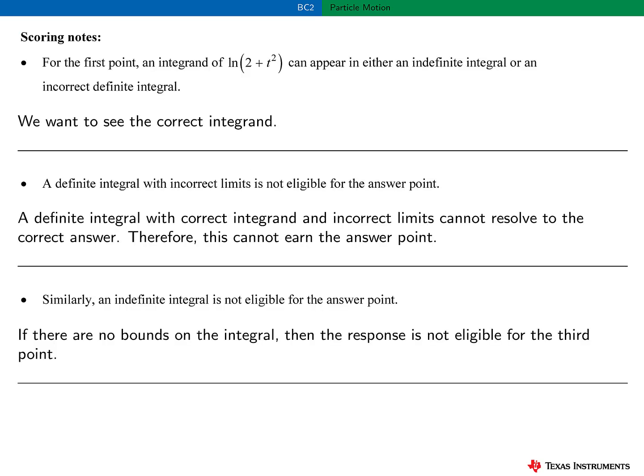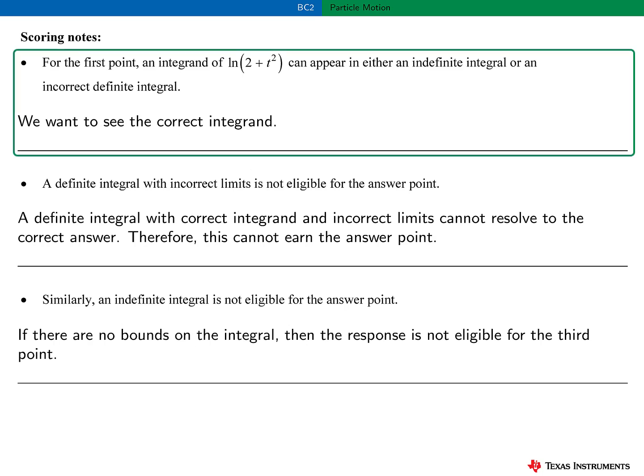Here are the scoring notes for part C. In this part of the problem, the first point is earned if we see the function log of 2 plus t squared in either an indefinite integral or an incorrect definite integral. Look, the idea is we need to see the correct integrand in the context of an integral.